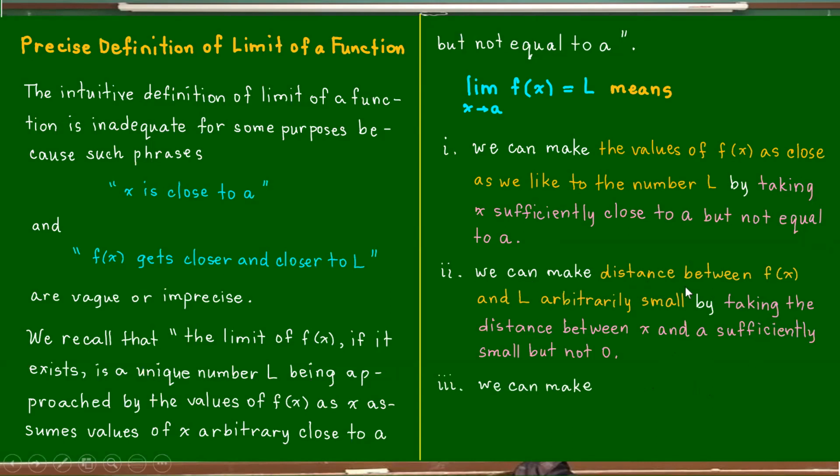And what do we mean by the distance between f of x and L being arbitrarily small? We can make the distance arbitrarily small. What do we mean by that? We can make the absolute value of f of x minus L arbitrarily small. Okay, guys? Remember, when you talk of distance, in mathematical form, it means we're getting the absolute value of the difference between f of x and L.